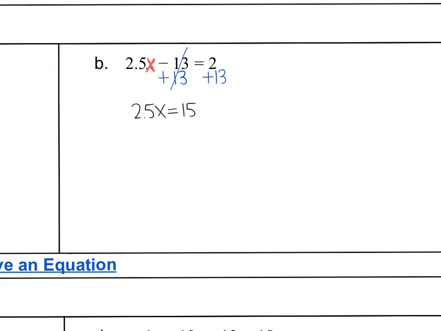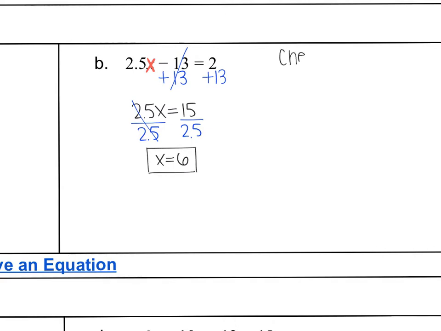I want to get the x by itself, so I'm going to divide by 2.5, and if I divide one side by 2.5, I have to divide the other side by 2.5. It's always the other side of the equal sign. So going back here, I'm adding 13 to both sides of the equal sign. I don't add 13 over here. It's just both sides of the equal sign. One on this side, one on this side. So now the x is by itself. 15 divided by 2.5 is 6, so my answer is x equals 6.